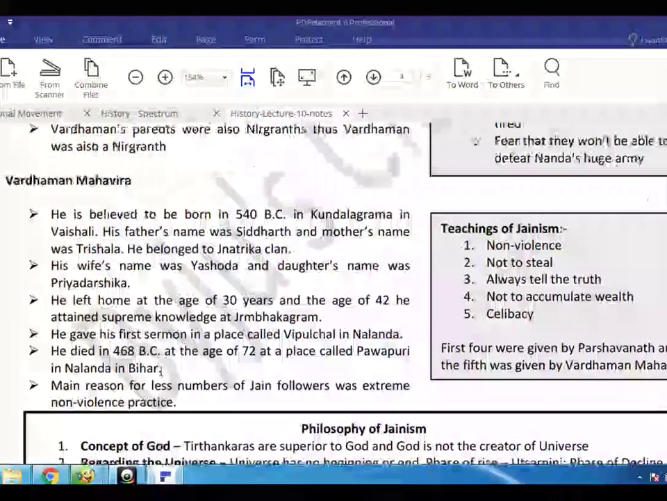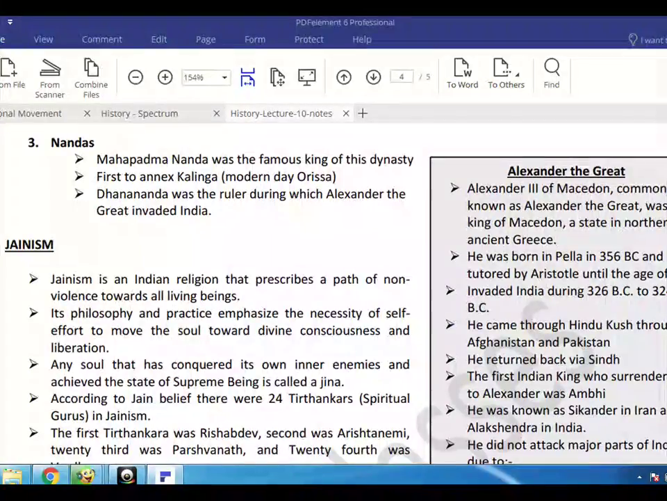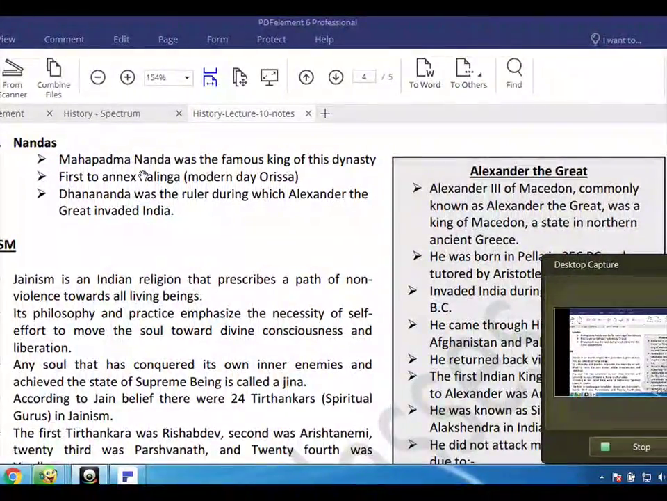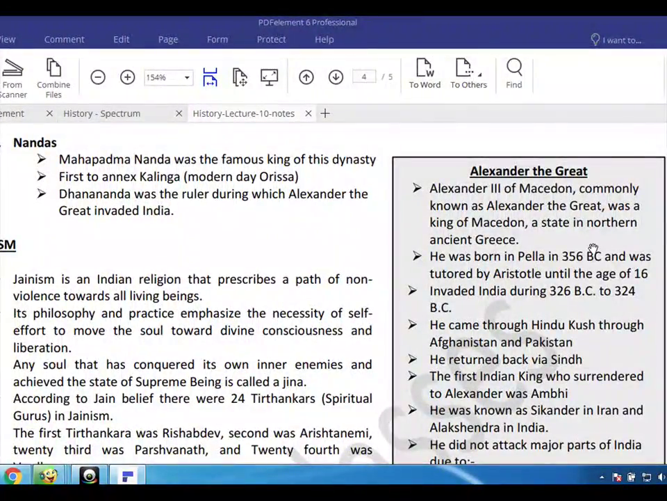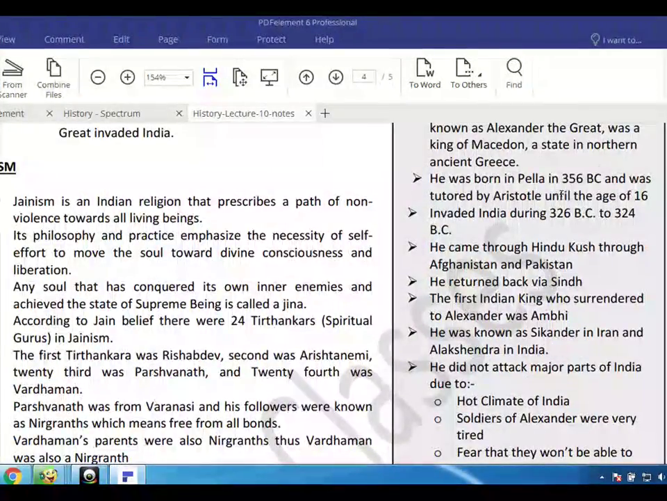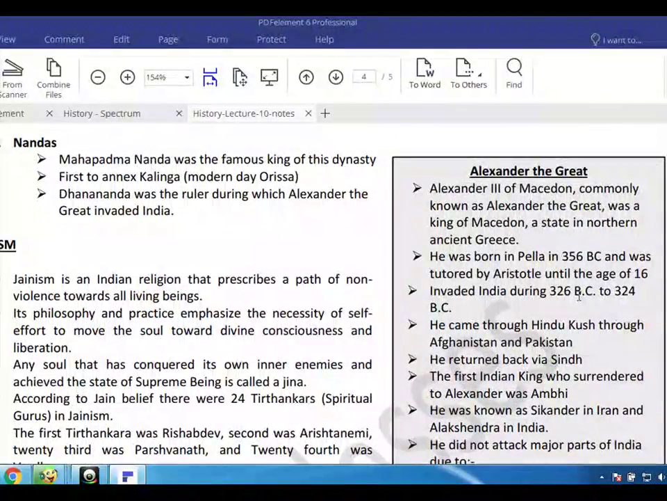Alexander the Great. Alexander III of Macedon, commonly known as Alexander the Great, was a king of Macedon, the state in northern ancient Greece. He was born in Pella in 356 BC and was tutored by Aristotle until the age of 16. He invaded India during 326 BC to 324 BC. He came through the Hindu Kush, through Afghanistan and Pakistan. He returned back via Sindh.